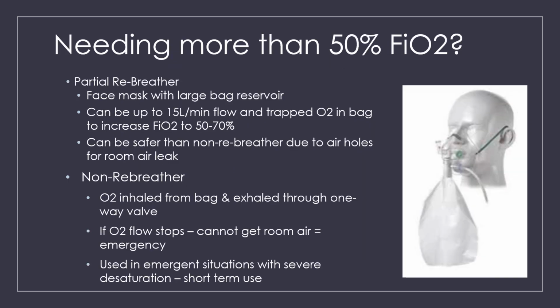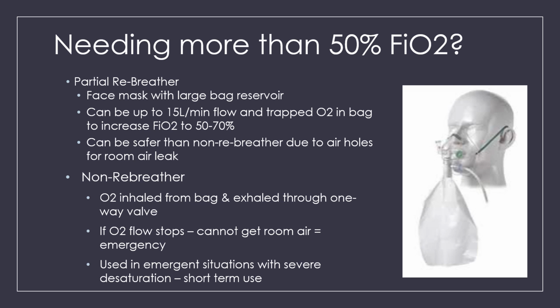When a client needs more than 50% FiO2, we have to consider rebreather masks. So there's a partial rebreather in which basically it has this huge reservoir, kind of like the reservoir on the oximizer, only this one holds 15 liters per minute of flow that's trapped in this oxygen bag. Plus then they're receiving 15 liters per minute of flow. And so this can increase the FiO2 to 50 to 70%. It is safer than a non-rebreather due to the air holes on the sides here that allow for room air leak.